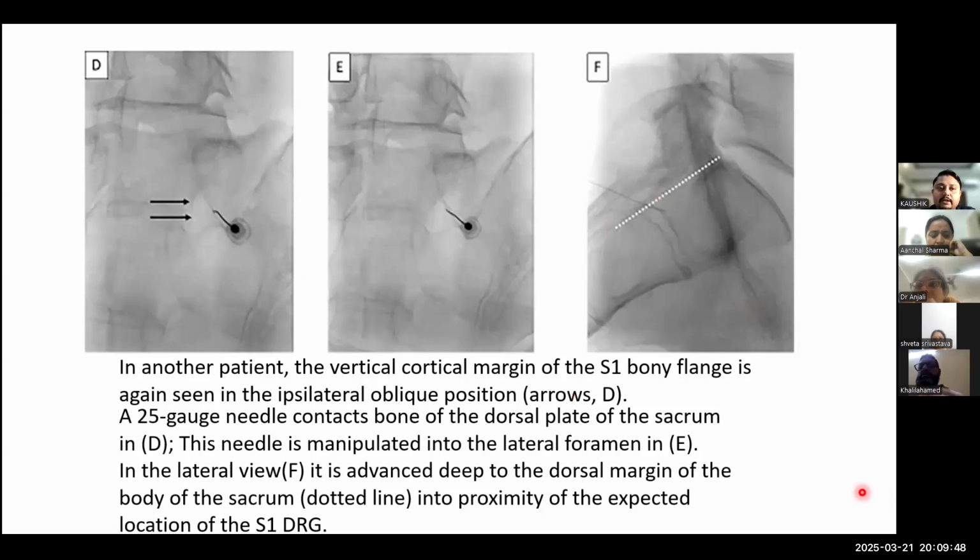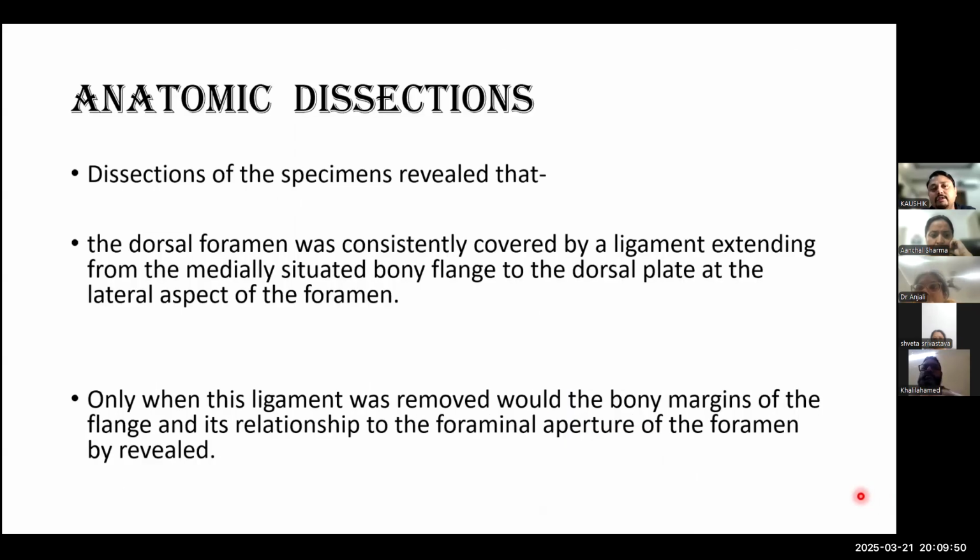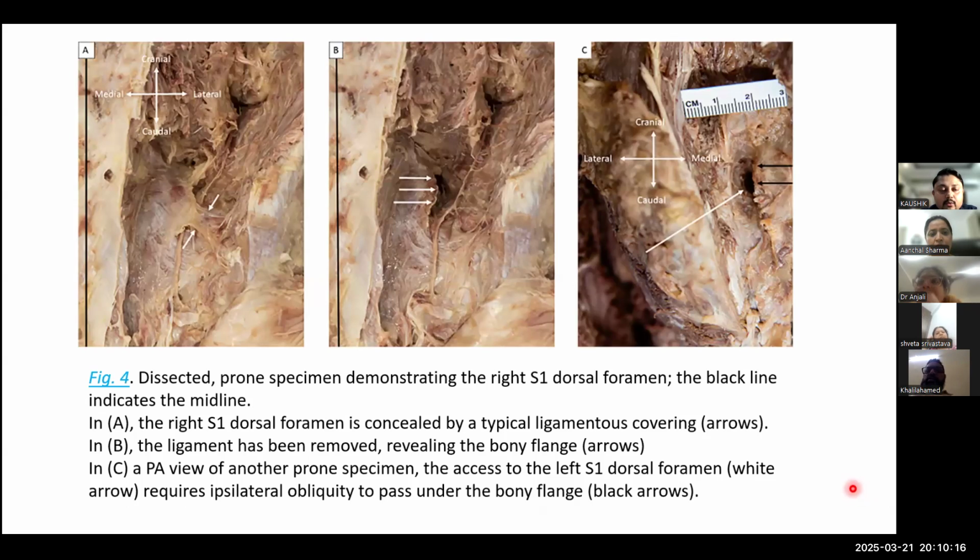So, coming to the anatomic dissections, the dissections of the specimen revealed that the dorsal foramen was consistently found to be covered by a ligament which extended from the medially situated bony flange up to the dorsal plate at the lateral aspect of the foramen. Only when this ligament was removed would the bony margins of the flange and the relationship to the foraminal aperture be revealed. So these are the dissected prone specimens.